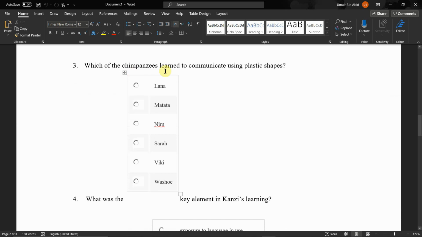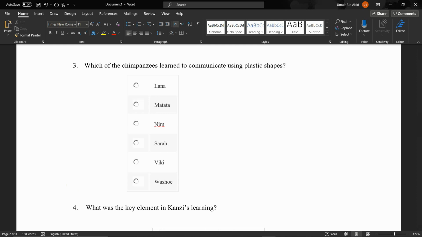The third is, which of the chimpanzees learned to communicate using plastic shapes? This is one of the MCQs which is totally based on your knowledge. It checks your knowledge about the content. If you have read, then only can you answer. Otherwise, you cannot answer this question, because it is not related to any concept. The answer to this is Sarah.